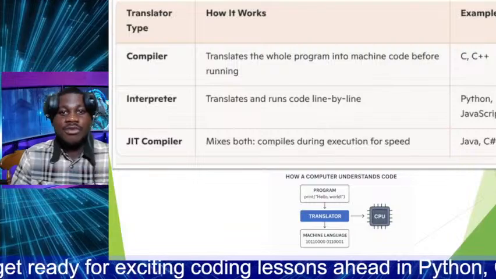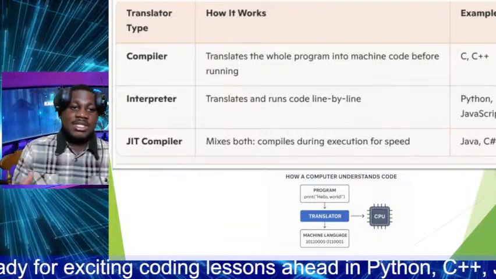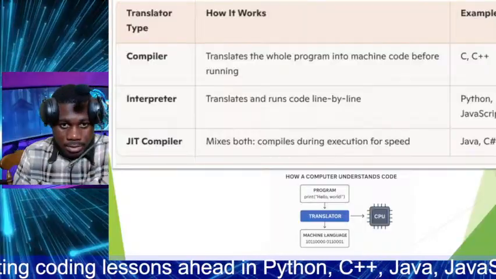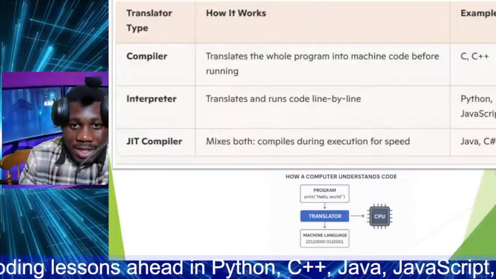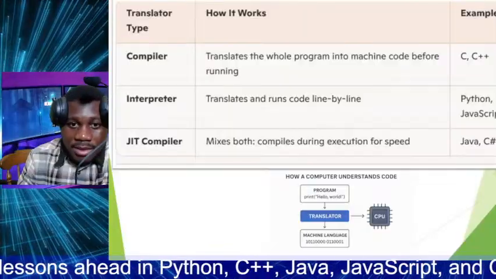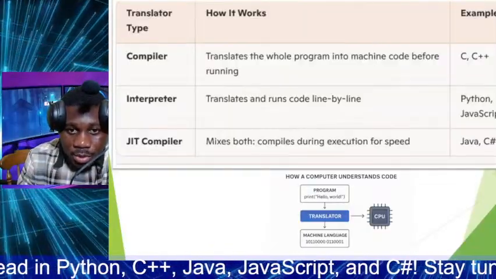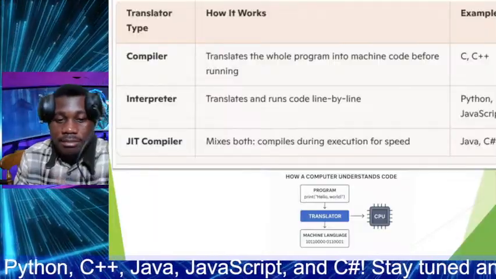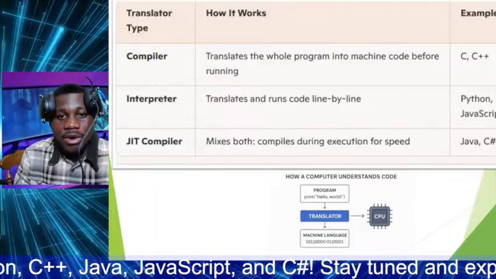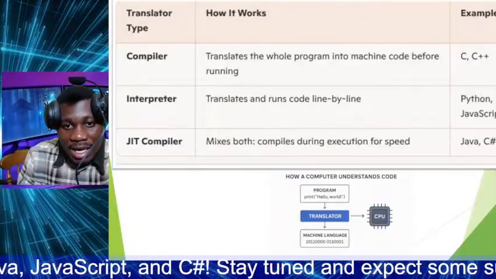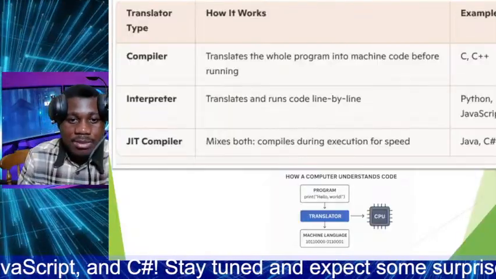So these are the simplified way for you to understand how a computer understands code, as I'm still explaining. When you write the code, the translator, that will be the interpreter or the compiler, will translate it and later convert it to the machine language.